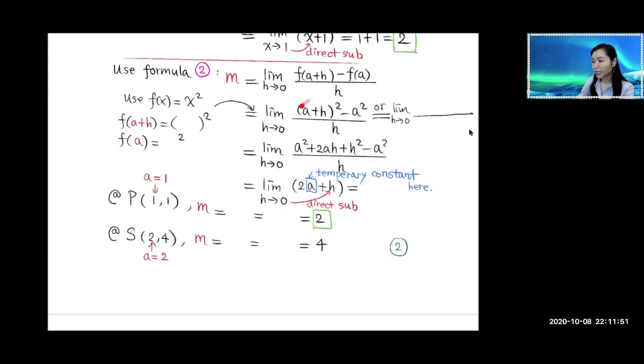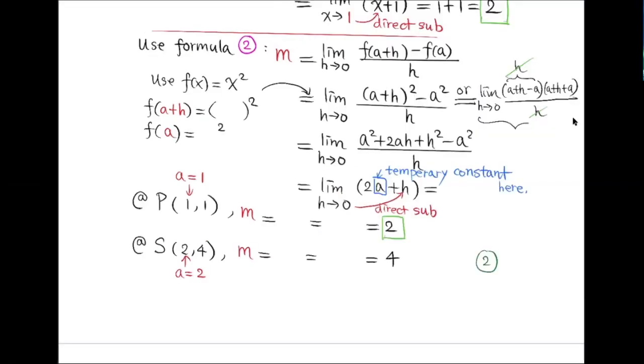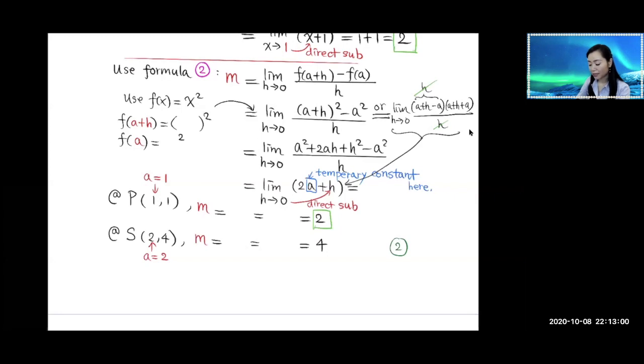Another way to get out of the indeterminate form is to factor this numerator using the difference of two squares formula. That will factor into a plus h minus a times a plus h plus a, divided by h. Notice that the first factor becomes h, so the h's are divided out, and you will have the same result. Now notice that in this limit, only the h is changing. H is approaching 0, and the a is a temporary constant. So substitute h to be 0 here, and you get 2a.